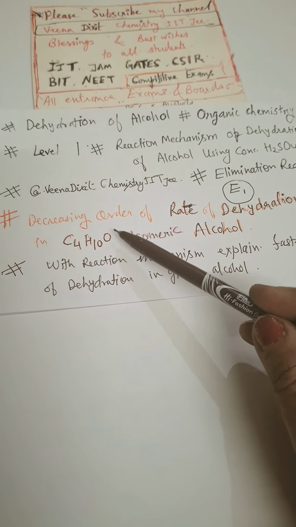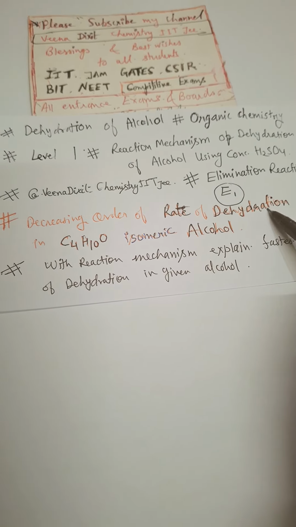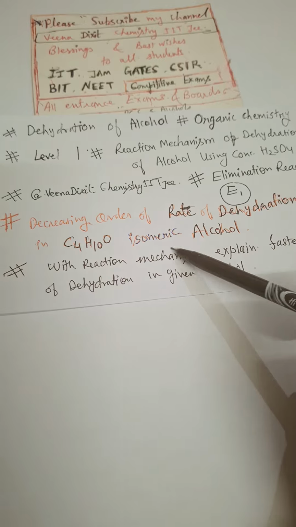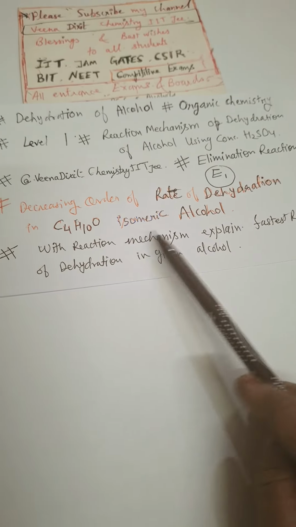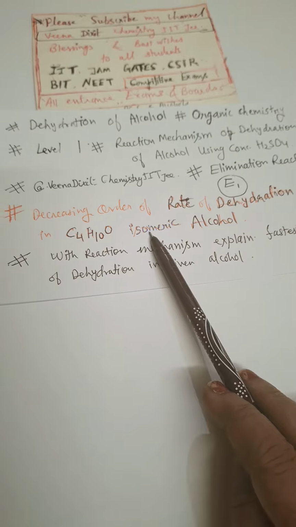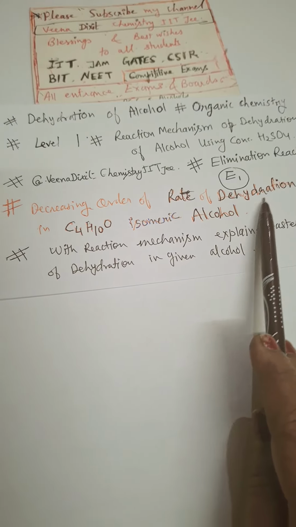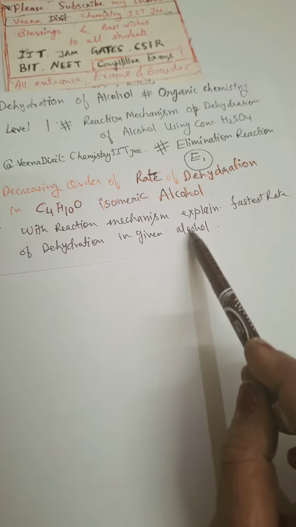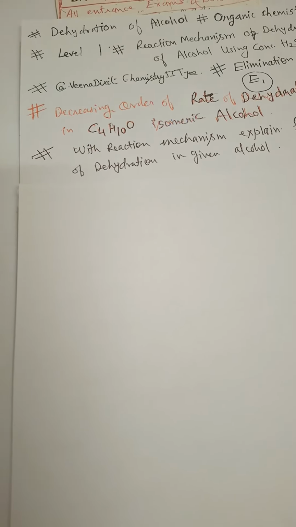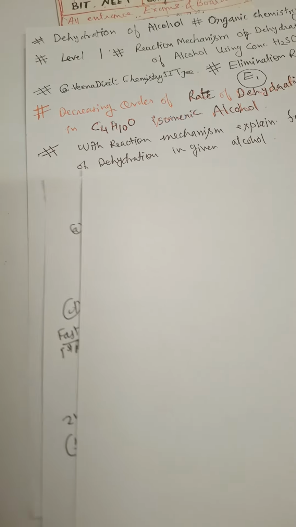Here we discuss the decreasing order of rate of dehydration in C4H10O isomeric alcohols. First of all, we have to write down all the isomeric alcohols of C4H10O. Then we have to find the decreasing order of rate of dehydration and, with the reaction mechanism, explain your answer. Which one has the fastest rate of dehydration?